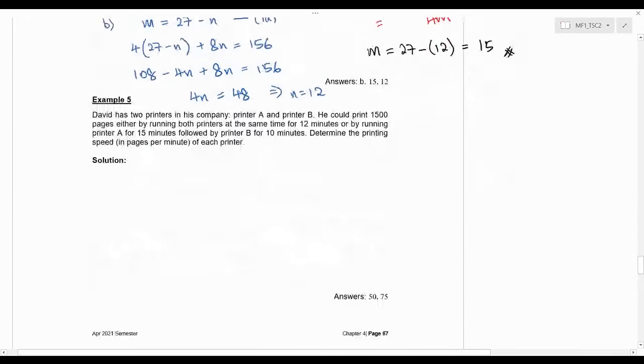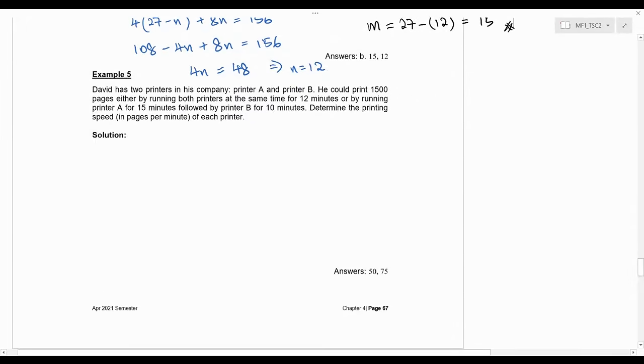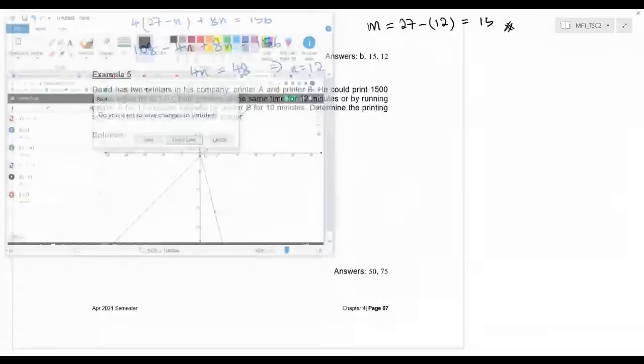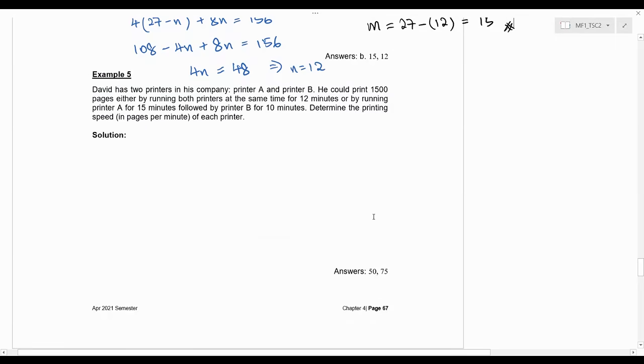Right, example 5. David has 2 printers in his company, printer A and printer B. He could print 1,500 pages either by running both printers at the same time for 12 minutes or by running printer A for 15 minutes, followed by printer B for 10 minutes. Then you're supposed to determine the printing speed of each printer.